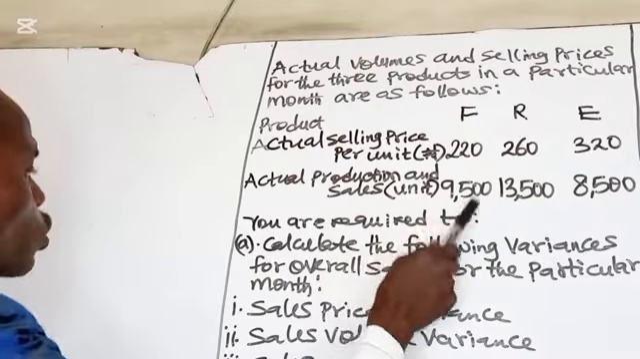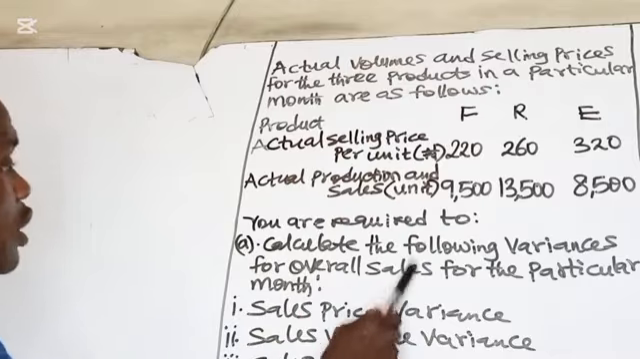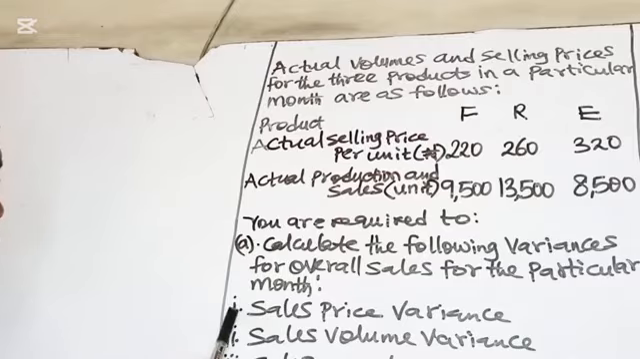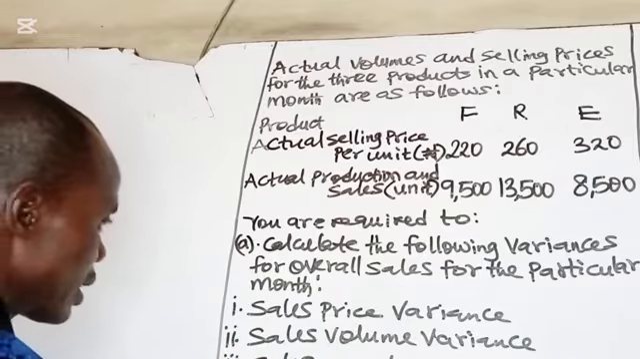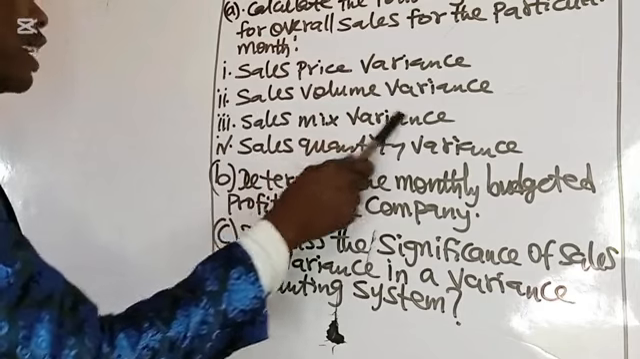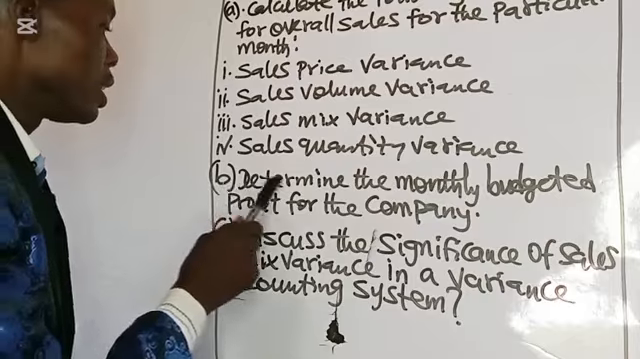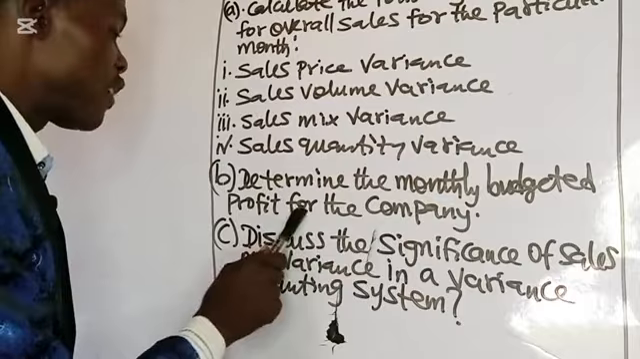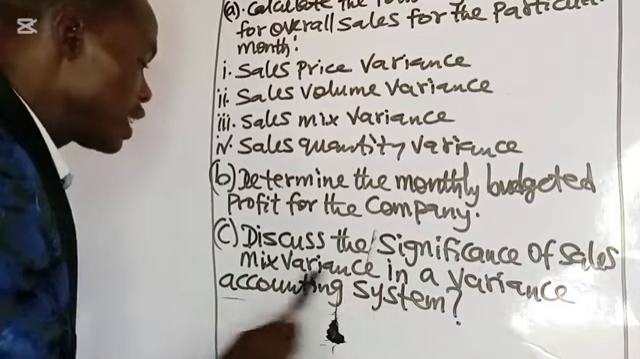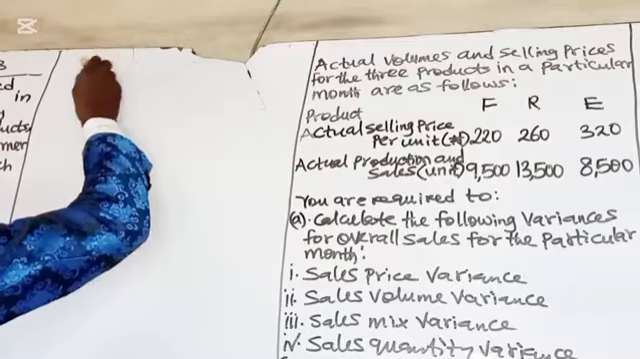You are required to A. Calculate the following variances for overall sales for the particular month. 1. Sales price variance. 2. Sales volume variance. 3. Sales mix variance. 4. Sales quantity variance. B. Determine the monthly budgeted profit for the company. C. Discuss the significance of sales mix variance in the variance accounting system. Solution.